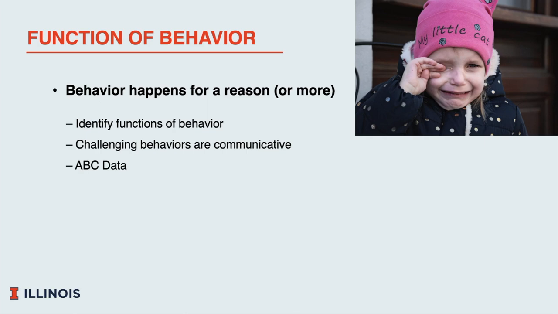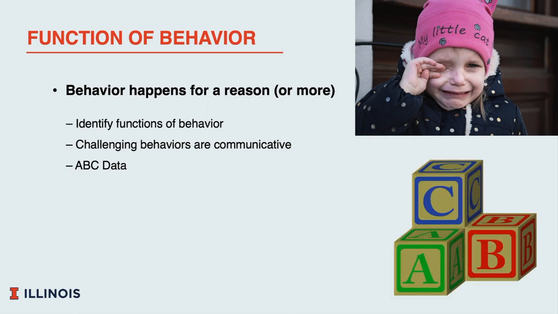So how do we know what children are communicating with challenging behaviors? We can do that by identifying the function or the reason of the challenging behavior, a topic which we will cover in future modules. After we identify the function or the reason, we can either prevent challenging behaviors from happening or teach the child a functional replacement for them, or reinforce other desired behaviors. One commonly used approach to identifying the function or purpose of a behavior is through collecting ABC data, which we will also explain in future modules.